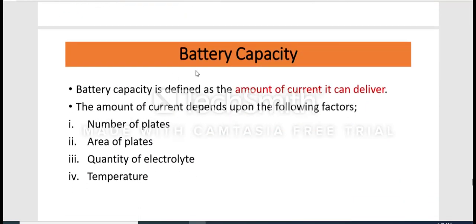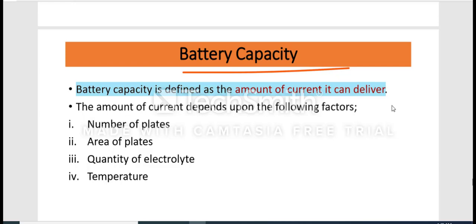Okay, the next point is battery capacity. So what is meant by battery capacity? Battery capacity is defined as the amount of current it can deliver. The amount of current depends upon the following factors. First is number of plates, then area of plates, quantity of electrolyte, temperature. So battery capacity is dependent on all these parameters.